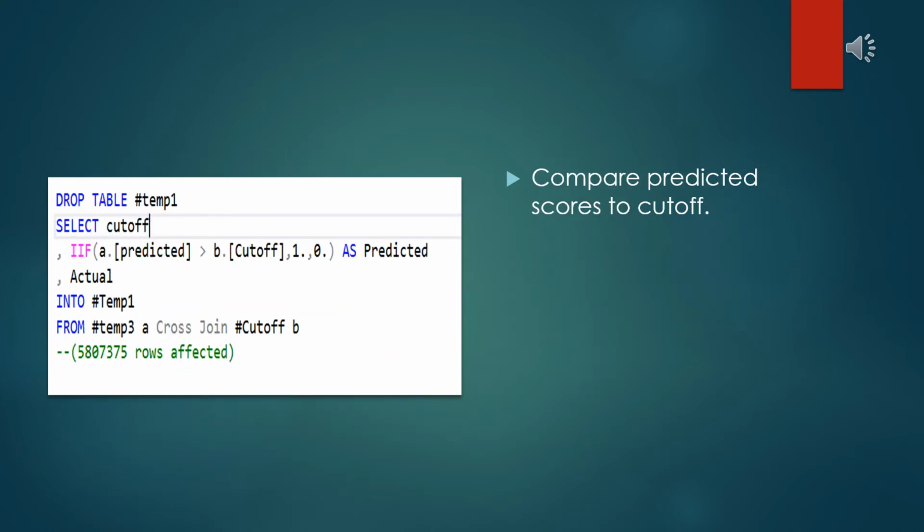So next you'll have to compare the predicted scores to the cutoff values. That's shown here on the left through this code. Here you'll have to select the cutoff and use the if statement. If the predicted is greater than the cutoff, with the values 1 and 0, then you store it as predicted, and then store it into a temporary table.